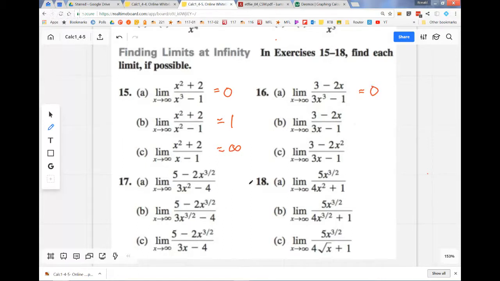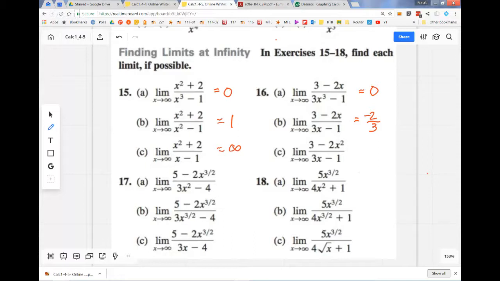Part B. Top, we have negative 2x. On the bottom, we have 3x. As x approaches infinity, what happens when you have a tie? It'll approach the ratio of the coefficients. The coefficient on top is a negative, so you'd have to write that one as approaching negative 2/3.